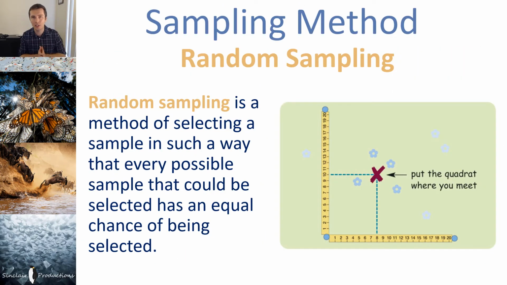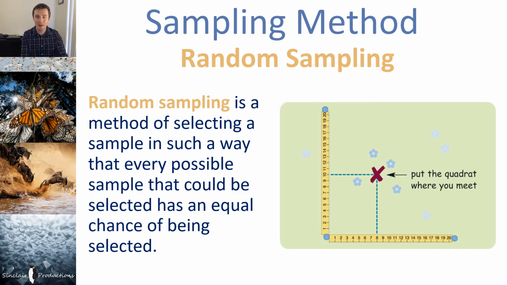So let's start to look at some of those different sampling methods. We're going to cover those 3: random, systematic, and stratified sampling. Let's begin with random. Random sampling is a method of selecting a sample in such a way that every possible sample that could be selected has an equal chance of being selected. This is very important, that you ensure that your sampling is random.